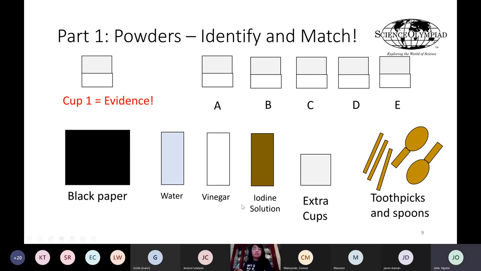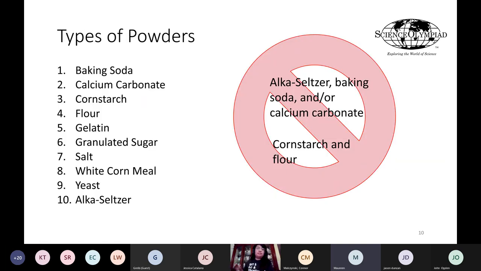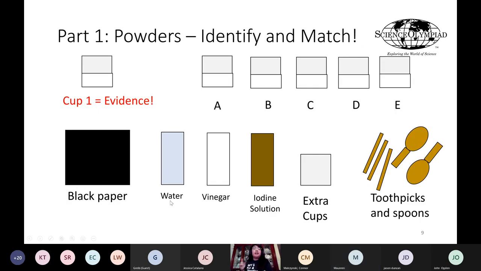Let the person ask again if it's not clear. Yeah, that kind of cleared it up. So you're saying it's just the combinations that won't be happening, but it could be individual or with some other combinations? Yes. And the way of testing it is through solutions that you'll give us, right? In the event, yes. They'll be provided with water, vinegar, and iodine solution.